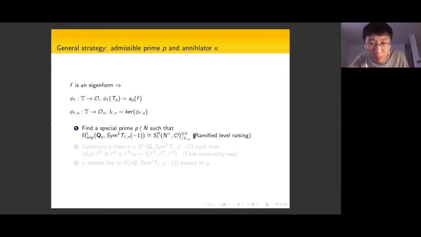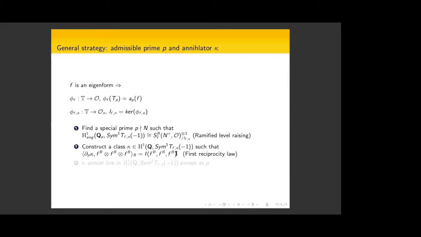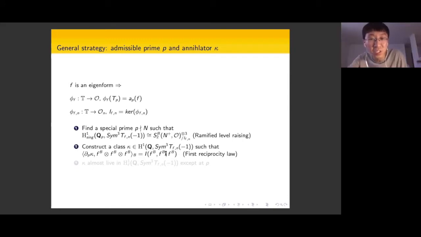I will explain why this is called ramified level raising in a minute. The second crucial ingredient is that I want to construct some global Galois cohomology class kappa for the symmetric cube component, such that the singular residue of kappa, when paired with a generator of this space, is equal to this Gross-Schoen period, at least up to some units.